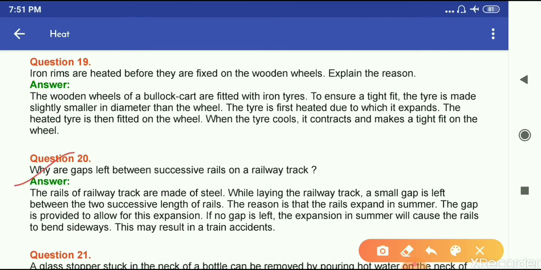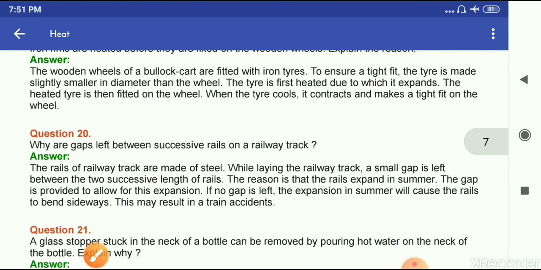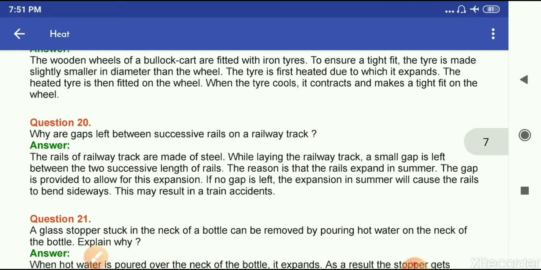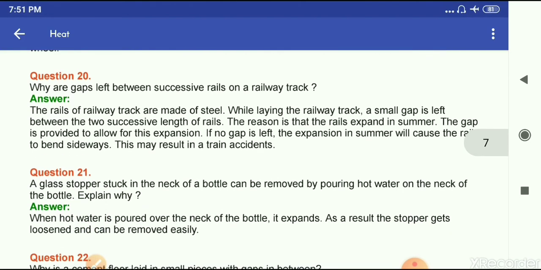Next question number 20. Why are gaps left between successive rails on a railway track? The rails of a railway track are made of steel.